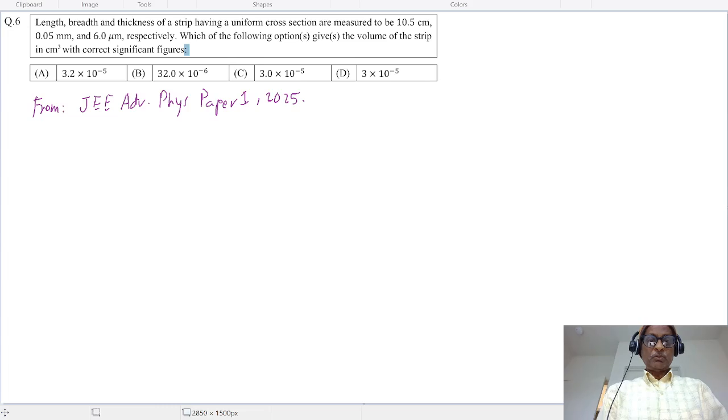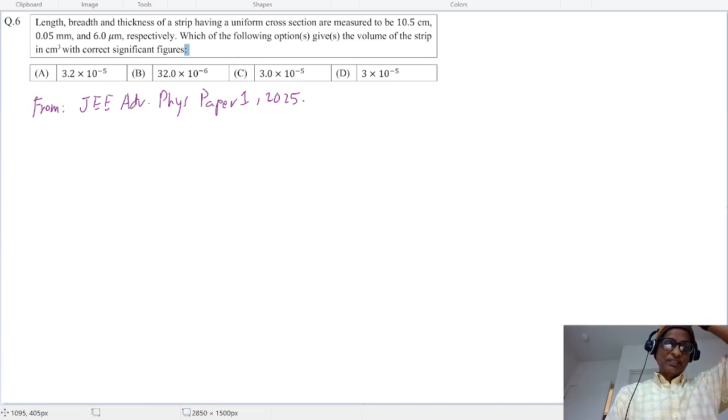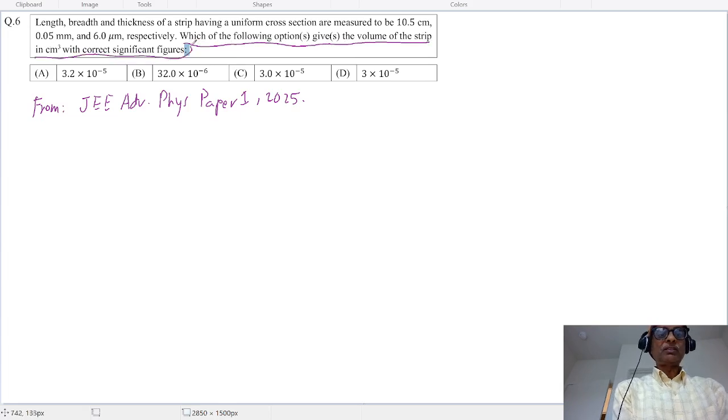Now today's problem comes from JEE paper 1 2025. Now this is a really stupid problem, it belongs not in the physics but the chemistry paper. All right. So it's about significant figures. Which of the following options gives the volume of the strip with the correct significant figures?